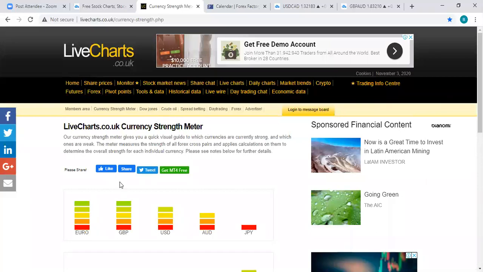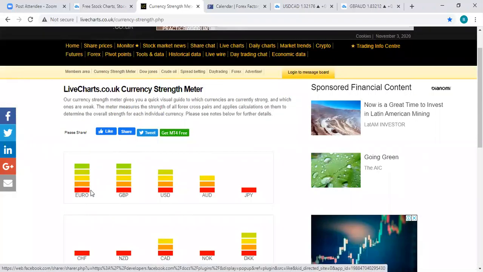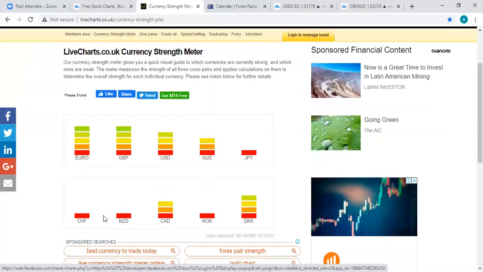So here you have the meter. You have euro, you have GBP, you have USD, you have AUD, you have JPY, you have CHF, you have NZD, you have CAD, you have the Norwegian krone, and this is the Danish krone, but you don't trade any of these two. Now, from this, the more the bars, the stronger the currency. The fewer the bars, the weaker the currency. And the highest is 6 bars.